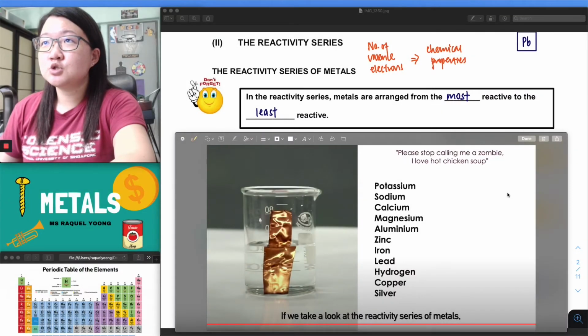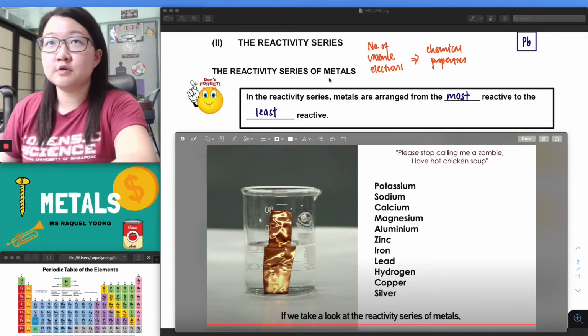Okay, let's jump straight into it. So the reactivity series of metals that you are required to know for your O level as well as N level will be this. Okay, so starting with potassium and then ending with silver.